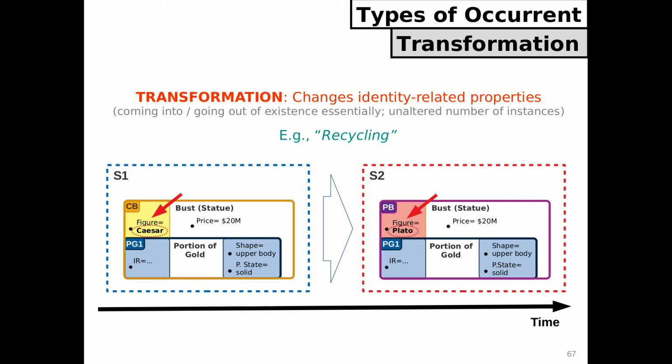Applying this type of occurrent to the bust case, we can have the event of recycling. That's exemplified here with a transition from a situation in which you have a bust that represents the figure of Caesar to a situation that comprises a bust that represents the figure of Plato. So since the figure that's represented by the statue is an identity-related property, the difference in this property makes these two statues different ones. So we say that Caesar's bust was transformed into Plato's bust.